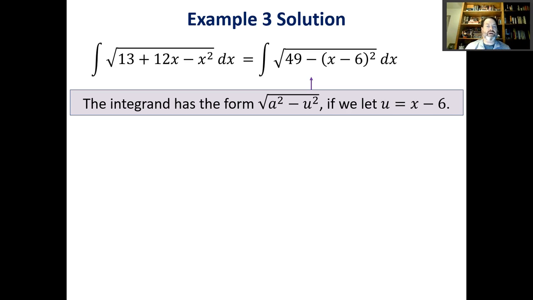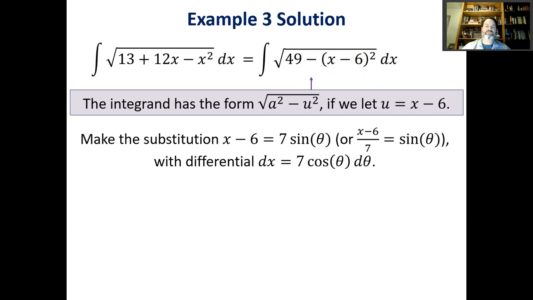So what we have here is you match up the form. This looks like an a squared minus u squared. Right, so this looks like that sine substitution again. And the idea is just if we let u be x minus 6, this is a squared minus u squared. So you don't actually have to do the u substitution. Now we're still doing the trig substitution, but at this stage we're not actually doing a u substitution. I'm just showing you the form. As soon as you're able to draw the triangle, it turns into just a normal calculus problem.